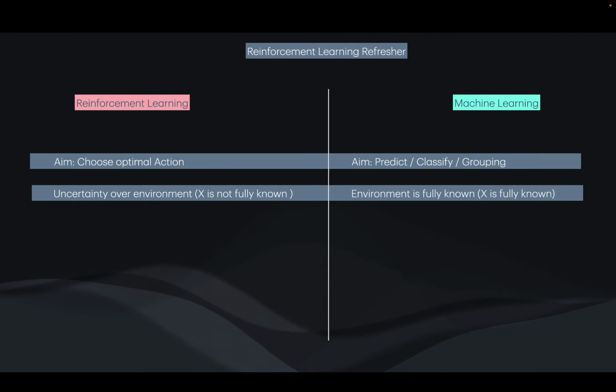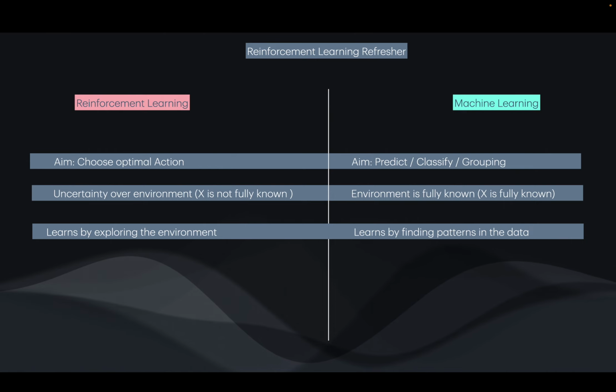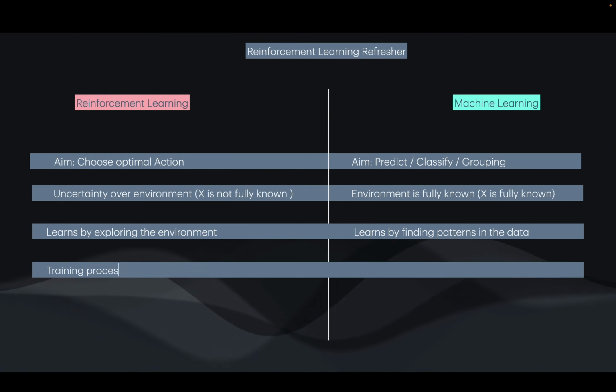But in case of machine learning, the data set which we are passing to the model, which is X, is fully known. So the environment is fully known for machine learning. But in case of reinforcement learning, your X is not fully known, so you do not know the environment fully. So you learn by interacting with the environment. It learns by exploring the environment in reinforcement learning, and for machine learning it learns by finding the patterns that are available in the data.